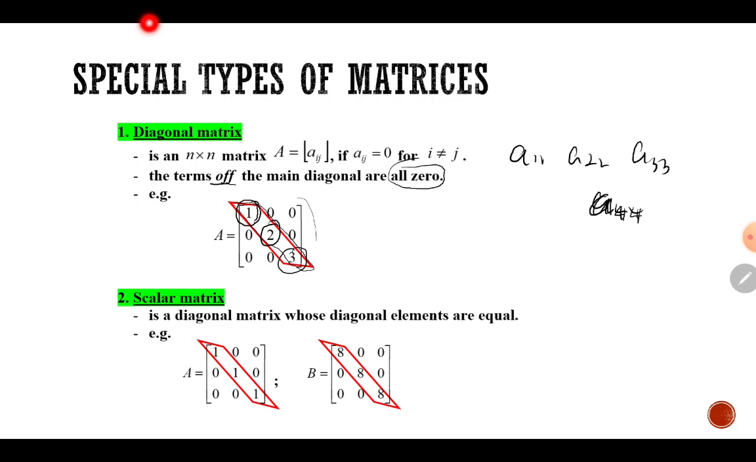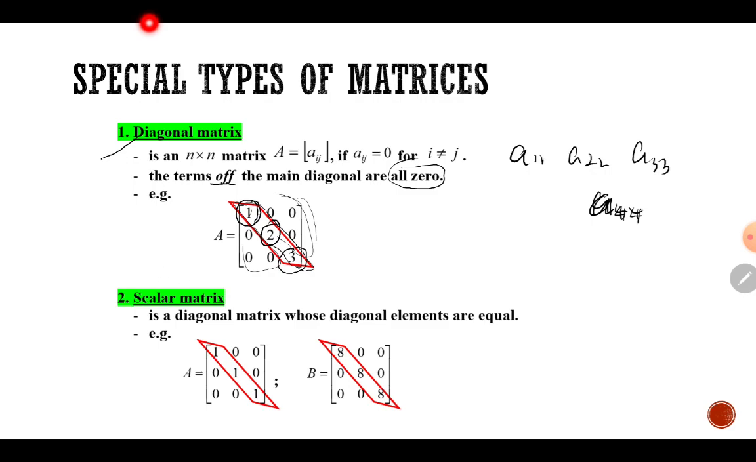Okay, and as you can see, all these three entries, the diagonal part ni, value dia tak sama dengan kosong. Ada value 1, 2, 3, as you can see. And the rest, selain daripada tu adalah kosong. Okay, that is the diagonal matrix.